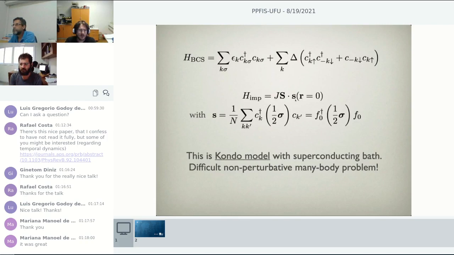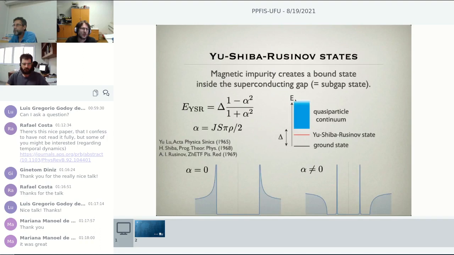At that point, people already realized that this is a non-trivial many-body problem, but there were no good methods yet to solve it. So what they did is to take the classical limit. You say that spin is large and coupling is small, so that the product of these two has a finite value, and this defines some parameter alpha. And then the Hamiltonian becomes a quadratic Hamiltonian, which again can be diagonalized exactly.